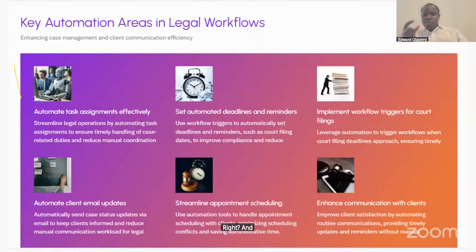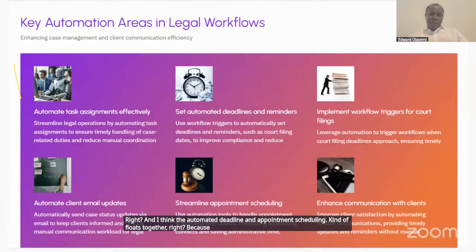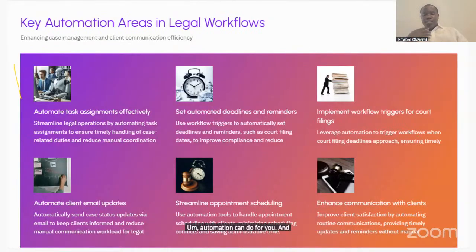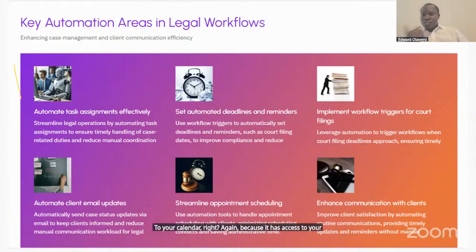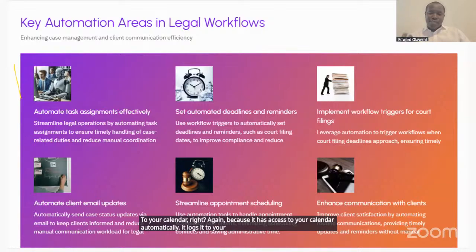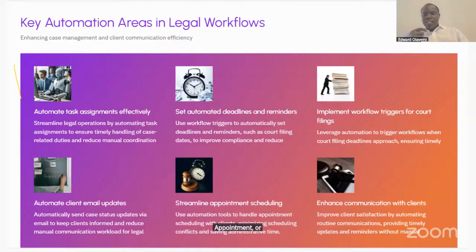And I think the automated deadline and appointment scheduling can flow together, right? Because they are date dependent, and these are things automation can do for you. And another interesting thing is that it knows that, okay, you have a court date in 2 weeks' time, and automatically it logs it to your calendar, right? Because it has access to your calendar. You have access to it on your phone. Your phone is always notifying you that, okay, in the next 2 days, you have this appointment, or probably this case you need to attend, or this court date ahead of you, right?